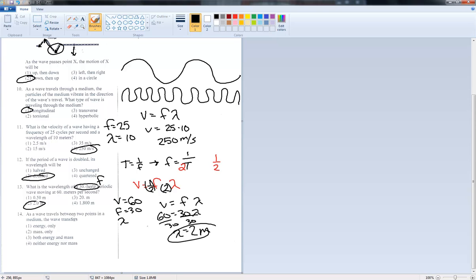All right, 14. As a wave travels between 2 points in a medium, the wave transfers energy, mass, or neither? Well, we talked about this in class, how matter can only occupy one place at a time, right? Multiple things of matter can't occupy the same place, but waves are not matter. They're energy. It's a transfer of energy. It's a transfer of information. So waves transfer energy only.